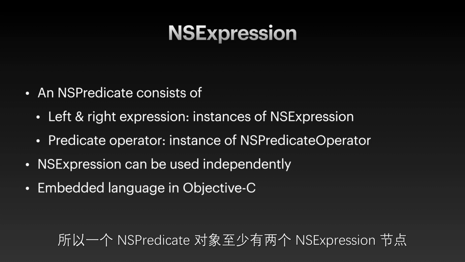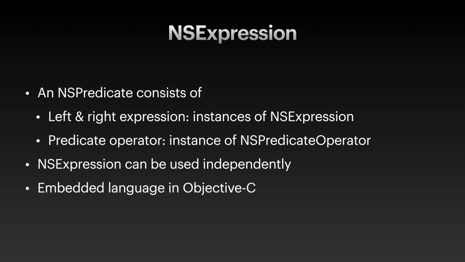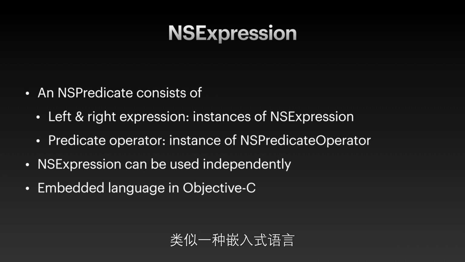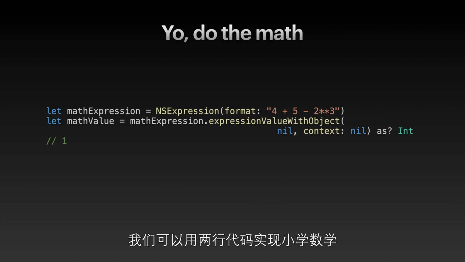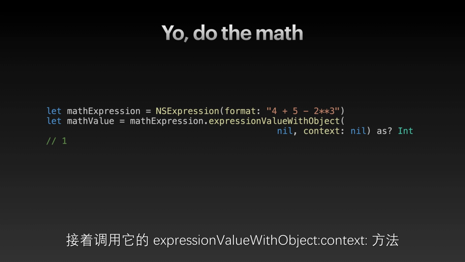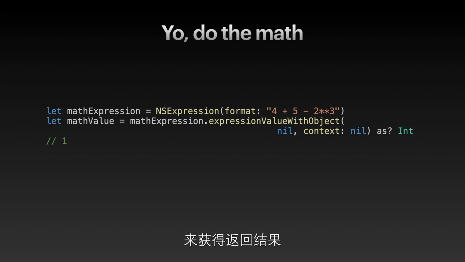So, an NSPredicate consists of at least two NSExpressions. Now here comes the NSExpression. It can be an operand of an NSPredicate, but it can also be used independently. The syntax is exactly the same. It's like a language within a language. For example, we can do mathematical calculation with these two lines of code. We take the format string to build an NSExpression instance, then we use the expressionValueWithObject:context: method to actually execute it.